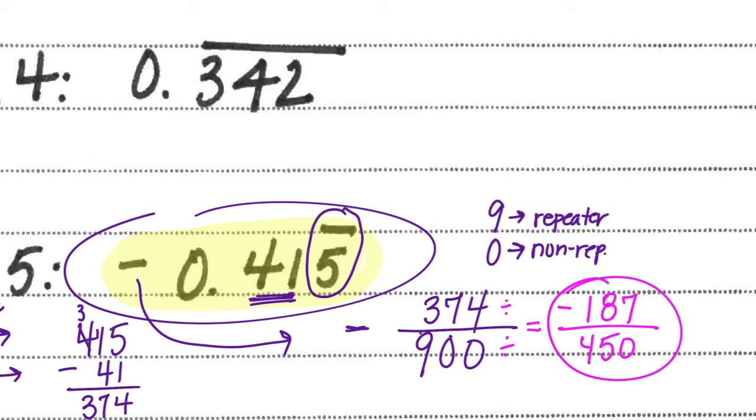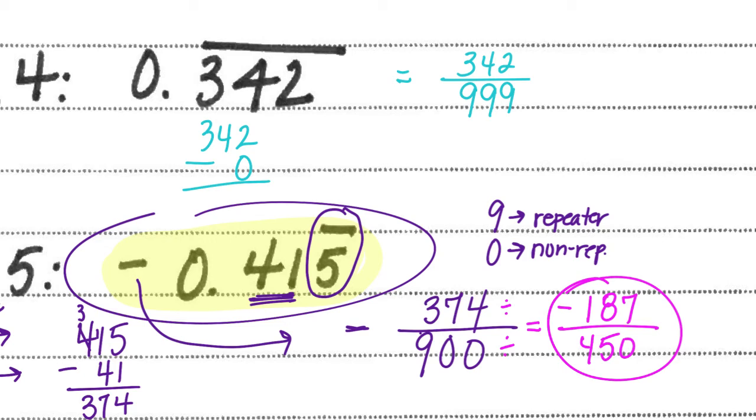All right, let's try this example. This one I didn't start with because this one has all repeaters. So I know that this is going to be 999 on the bottom. And on the top, I'm going to have the whole number. And remember, we're subtracting the non-repeaters. Well, that's 0, so I'm going to have 342. So really the only thing I have to do here is reduce 342 over 999.